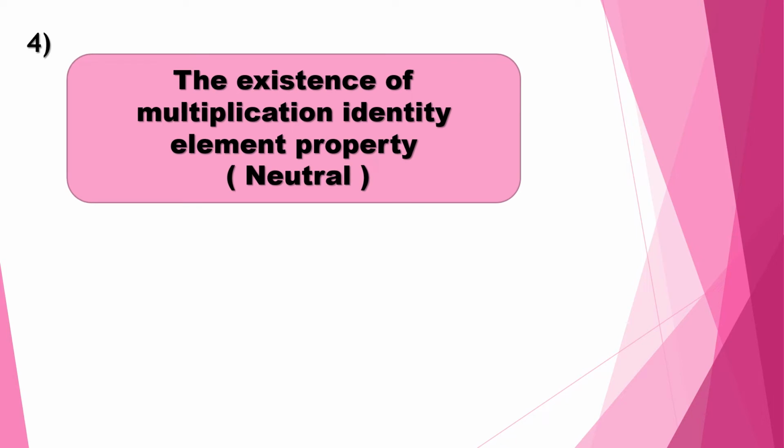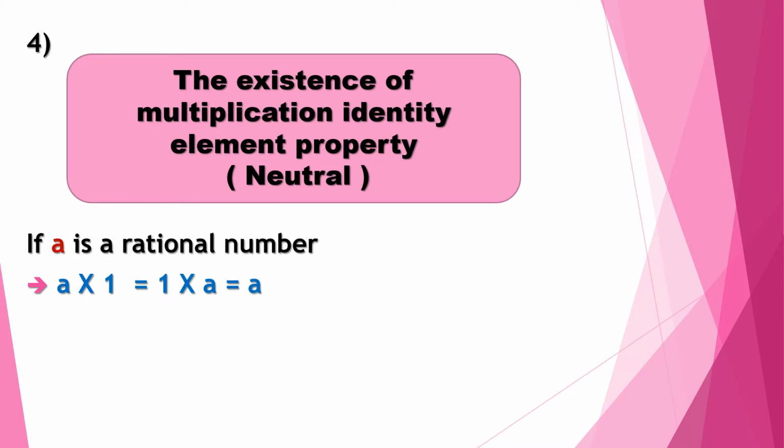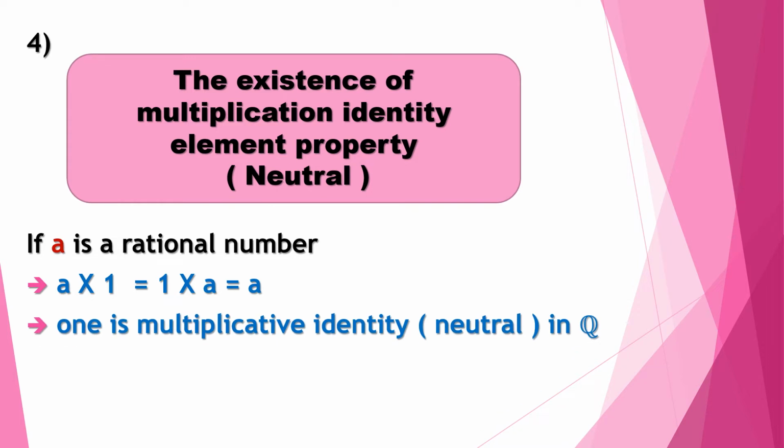Property number 4 is the existence of multiplication identity element property, or the neutral. The neutral or the identity element in the multiplication operation in Q is, yes, 1, because if we multiply 1 by any number we get the same number. If we have a as a rational number, so a times 1 equal 1 times a equals a. 1 is the multiplicative identity or neutral in Q.